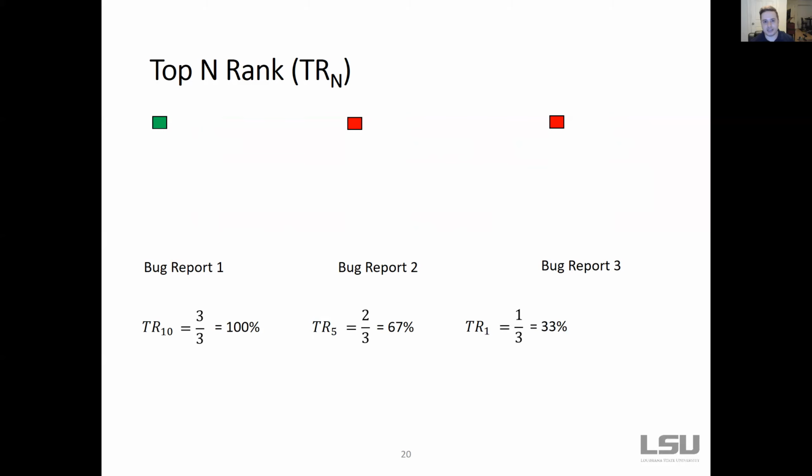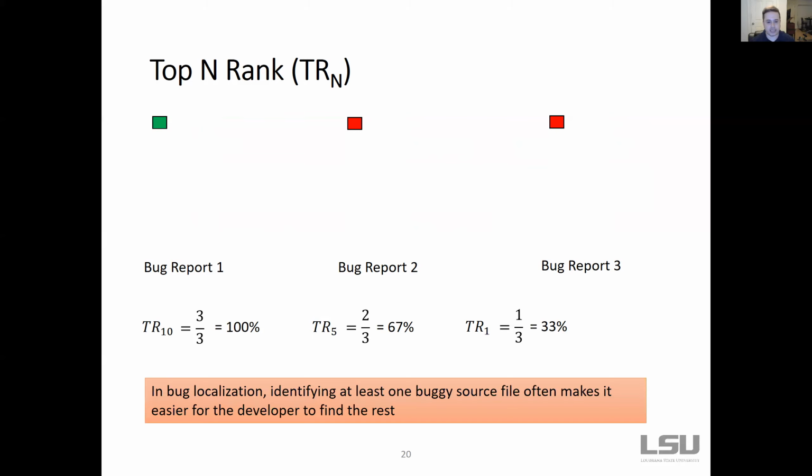So the logic behind the TR score is that in bug localization task, identifying at least 1 buggy source file often makes it much easier for developers to find the rest. So we are really interested in which method can at least place 1 true positive file in the first 10 files that are retrieved or considered similar to the bug report.